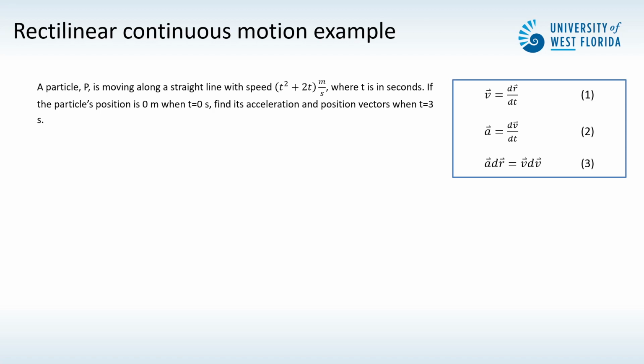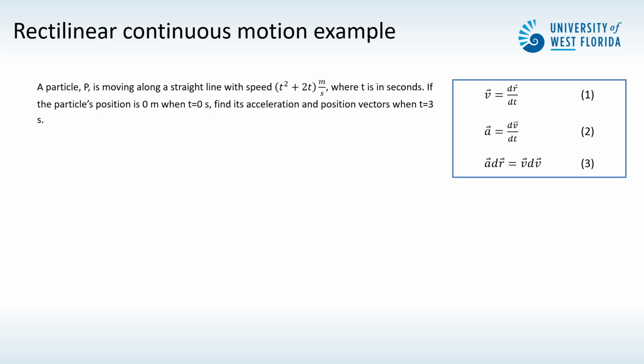Here we're told that a particle p is moving along a straight line with speed t squared plus 2t, and that's in meters per second, noting that t must be in seconds. If the particle's position is 0 meters when t is 0 seconds, we need to find its acceleration and position when t is 3 seconds.